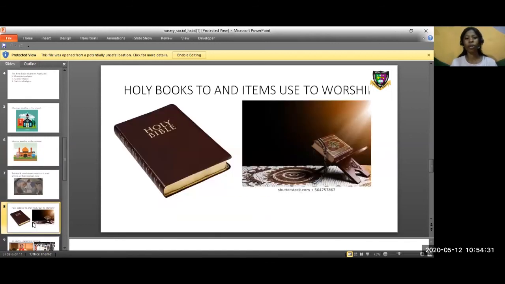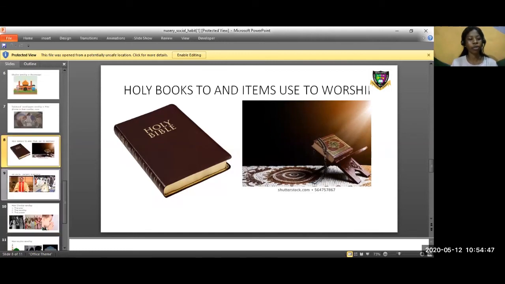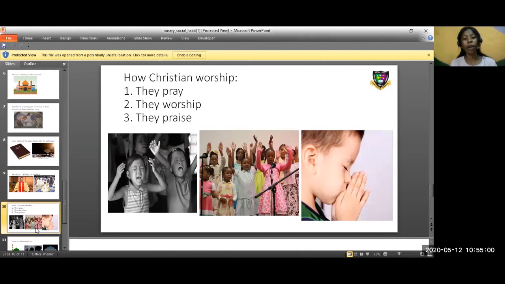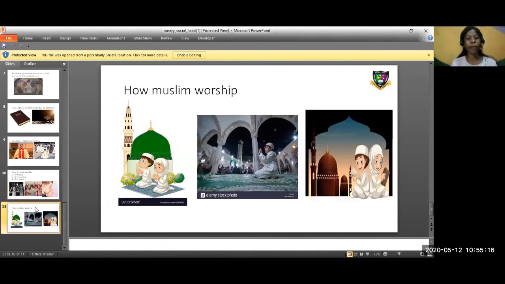And the items used to worship. Christians use the Holy Bible to worship, and Muslims use the Quran and Rosary to worship. Yes, that's my wonderful children. And the religion leaders in Nigeria, we have a pastor and an imam. And how do Christians worship? I told you, Christians, they pray, they worship, and they praise.